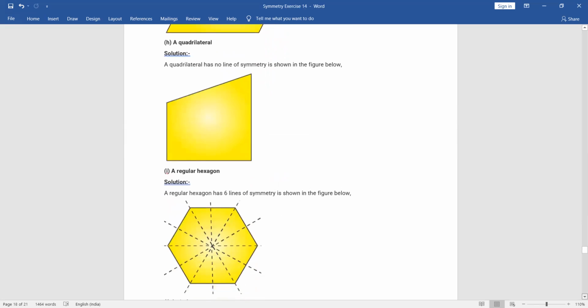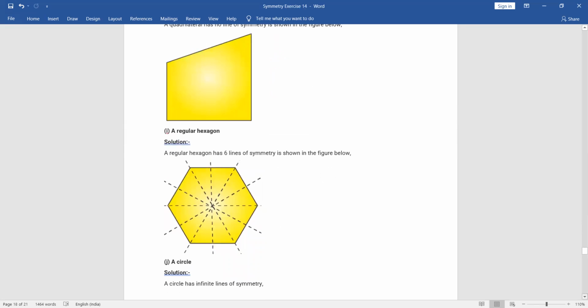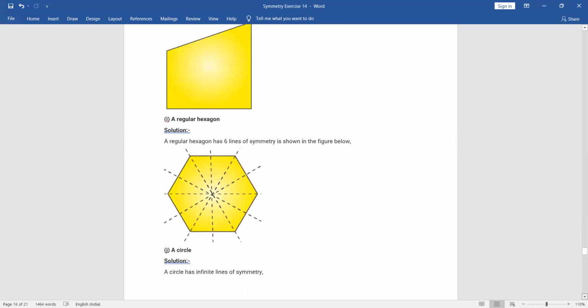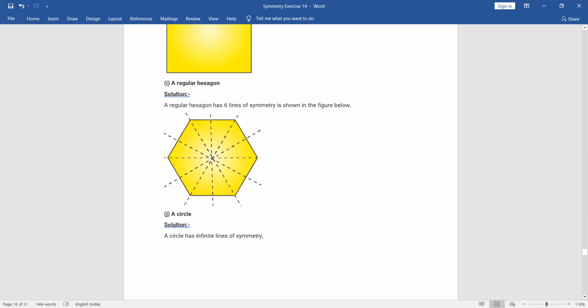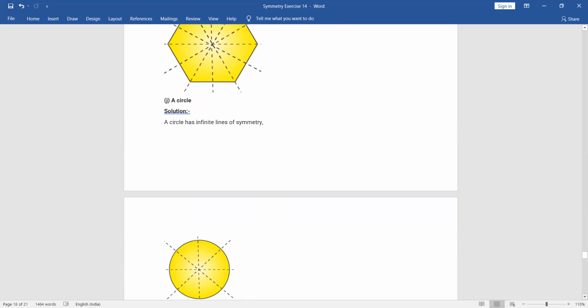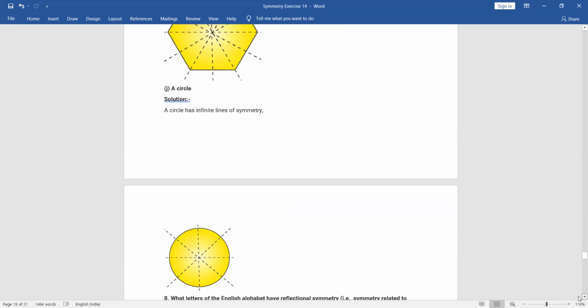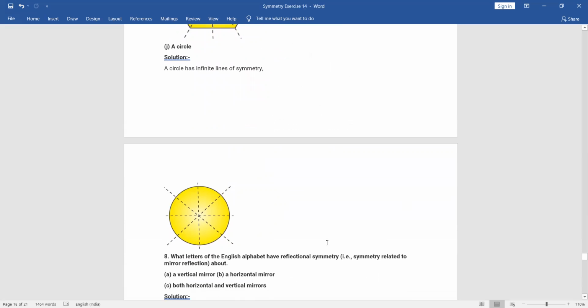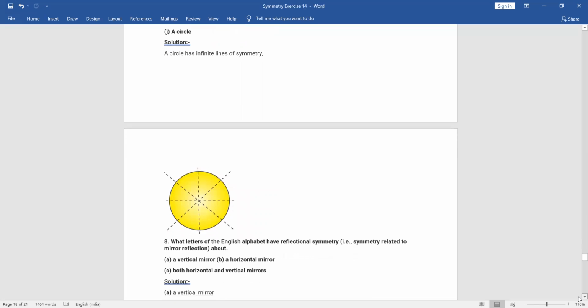Yes, regular hexagon, as we have discussed earlier. 6 sides are there, so 6 lines of symmetry. Very good. Circle. In a circle, we have infinite lines of symmetry. However many lines of symmetry you want to draw, you can draw. Okay, and just see the diagram. In a circle, the line of symmetry is the diameter, when we join 2 points of the circumference. So it is the diameter also.